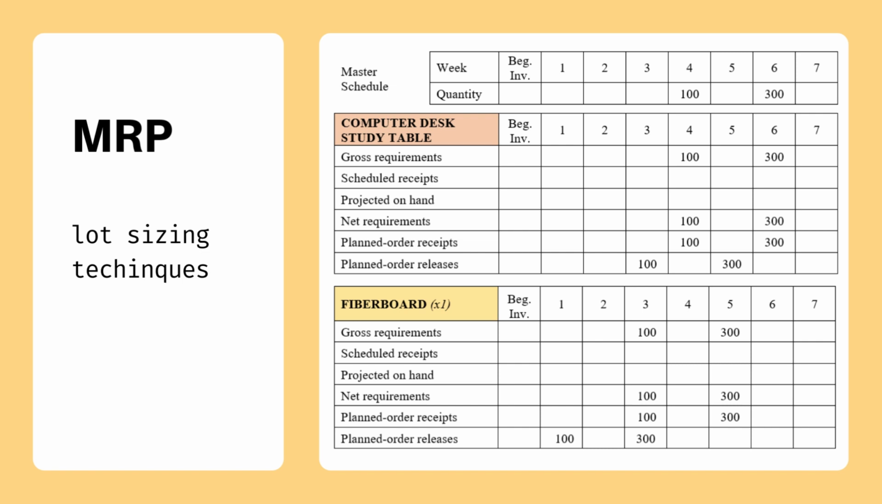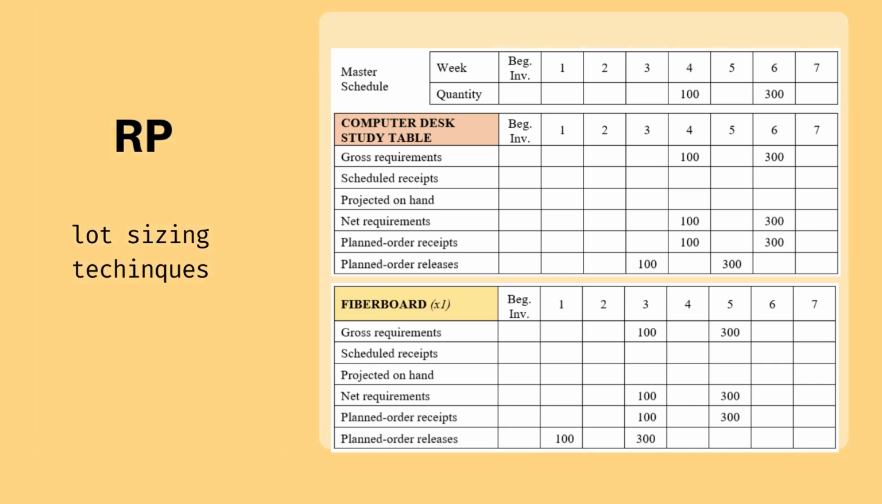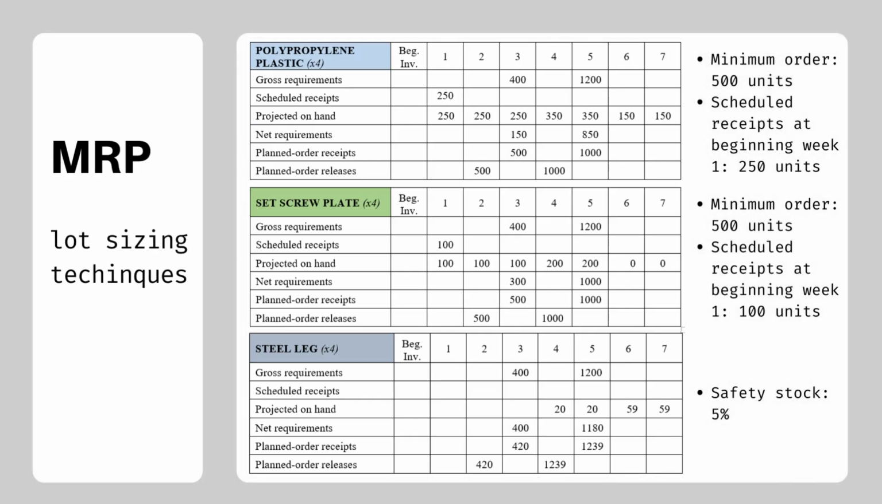The fiberboard component also needs to be ordered, 100 and 300 units respectively, and this component requires 2 weeks of lead time. The polypropylene plastic requires a lead time of 1 week, ending with a planned order release of 500 units at week 2 and 1,000 units at week 4. After considering the minimum order of 500 units and the scheduled receipts at the beginning of week 1 with 250 units. The set screw plate also requires a lead time of 1 week, ending with a planned order release of 500 units at week 2 and 1,000 units at week 4.